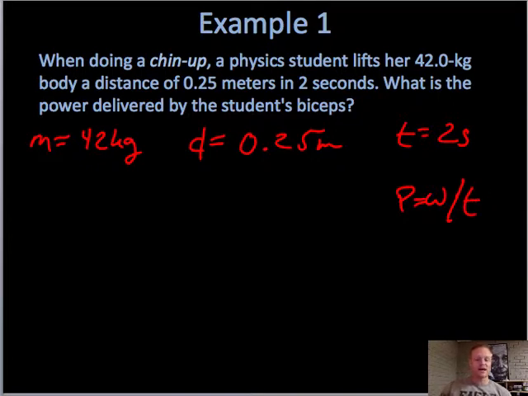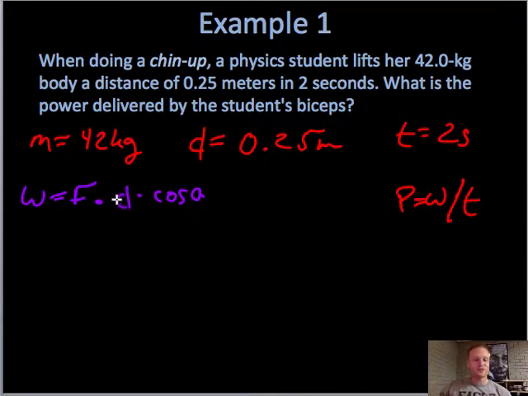What I can do is first figure out how much work this student did to move a distance of 0.25 meters. If you remember, the formula for work equals force times distance times the cosine of theta. But in this case, the student's moving up and down vertically, so the cosine of theta is just going to be cosine of 0, which is 1. So I'm going to drop that out of the equation when I start filling in numbers.